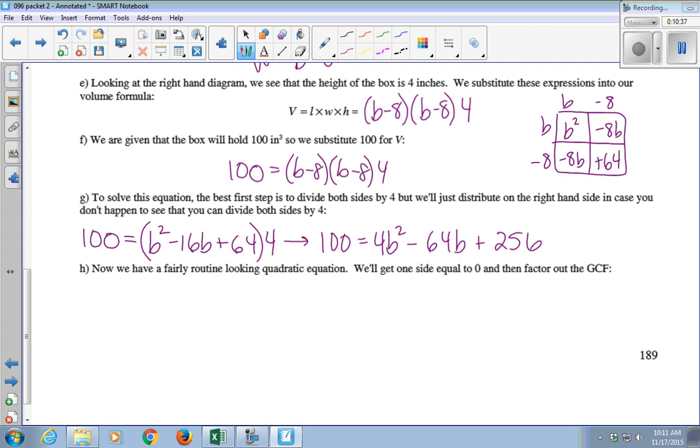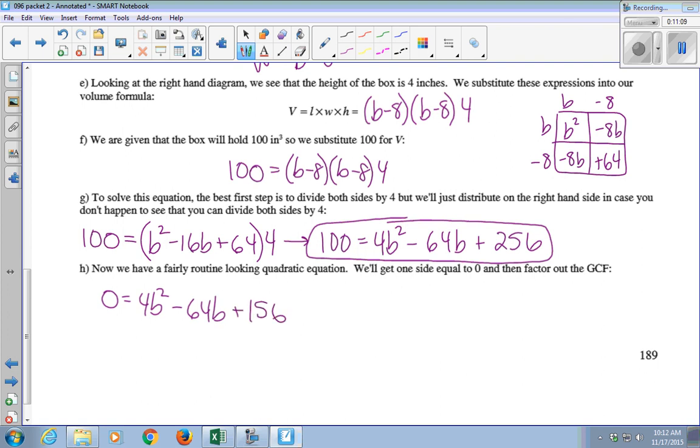So it's a fairly routine looking quadratic equation now. This is the kind of thing we've been solving for a couple of days, right? Quadratic equation. So whenever you have a quadratic equation, typically your first goal is to get one side to be 0. So then you can either factor or use the quadratic formula. So I'm going to have to subtract 100 from both sides so that I have 0 equals 4b squared minus 64b plus 156.